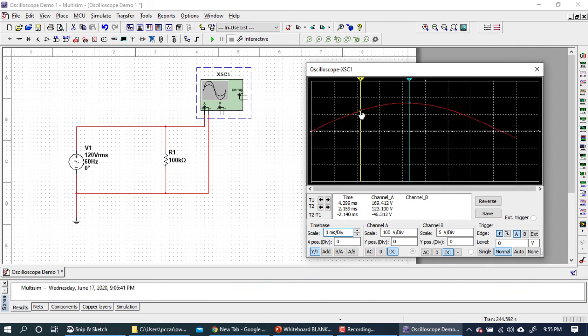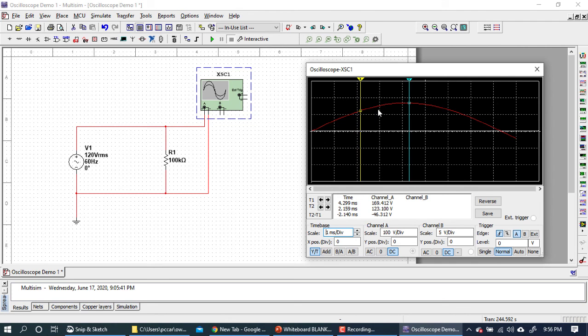but that's close. Now notice it says my voltage is 123. Again, this is a little imprecise. That's pretty good. So the RMS voltage occurs halfway between 0 degrees and 90 degrees, and I'm measuring about 123. Should be 120, but again, it's close enough for doing it using this method.